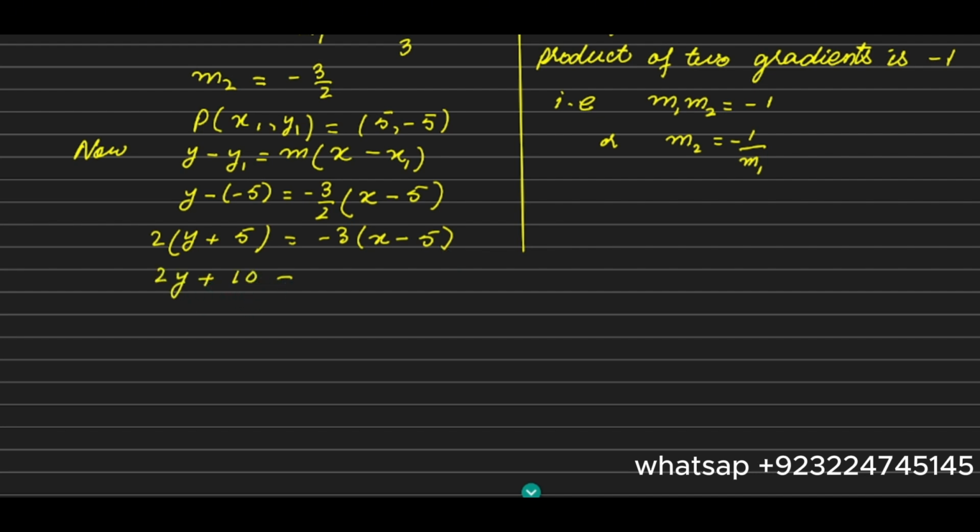2y plus 2, 5, 10. This 2 is multiplied with both the terms inside the brackets. This is also multiplied inside the brackets. We get minus 3x minus minus plus 15. So now we bring minus 3x to the left side, 3x, and plus 15 also to the left side, minus 15, and the two terms 2y plus 10 equal to 0. 3x plus 2y minus 5 equal to 0. This is the required equation of the perpendicular line.